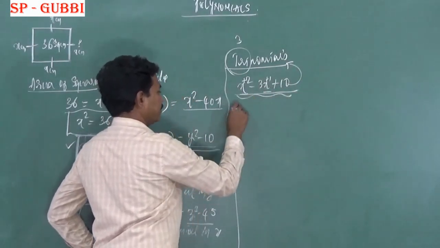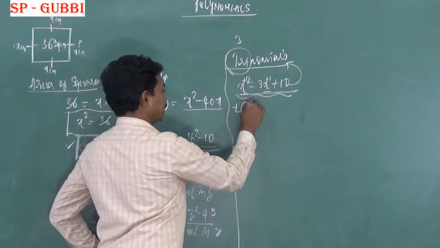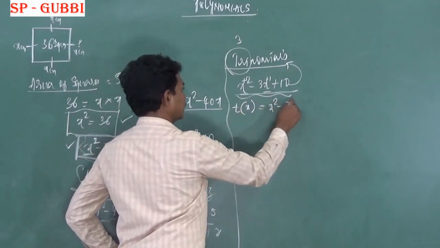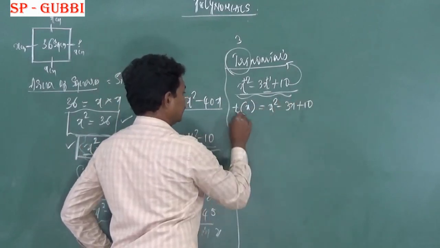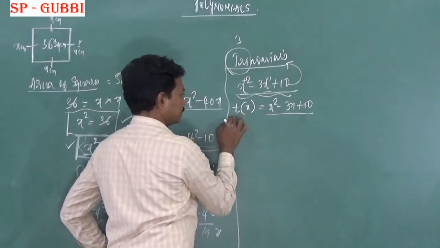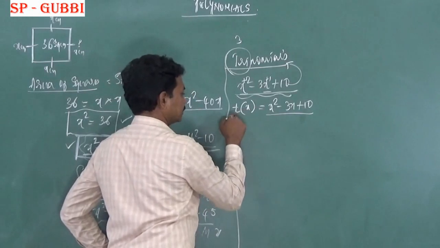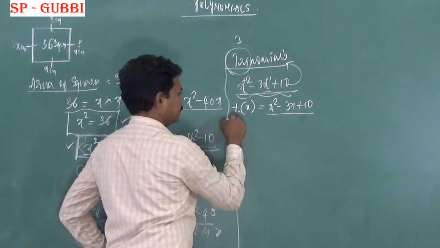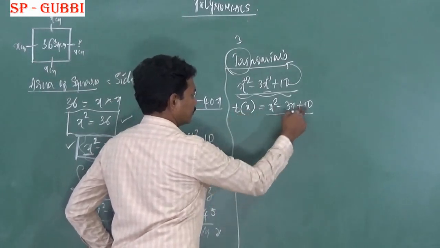Therefore I can give a name, for example, t of x is equal to x square minus 3x plus 10. So t is the name of the polynomial. To identify that polynomial, we keep this name, this alphabet here, and x is the variable involved in this.